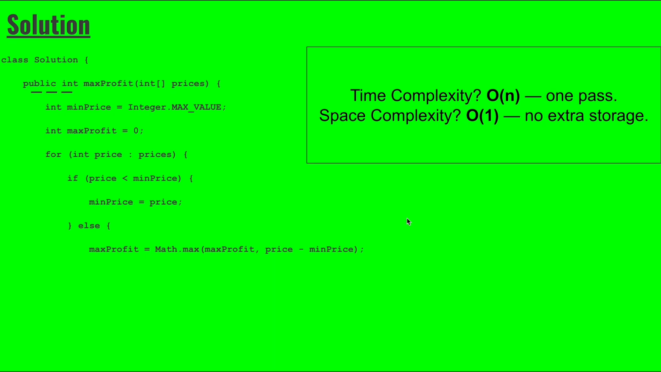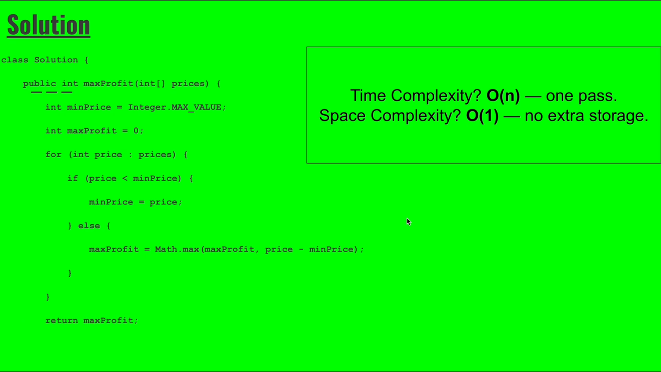That will be your profit, and we'll update the max profit with Math.max of max profit and the profit that we have calculated, price minus min price. That is your per-day profit. So we calculate the profit by subtracting min price from the price, then update the max profit, and finally we'll return the max profit.